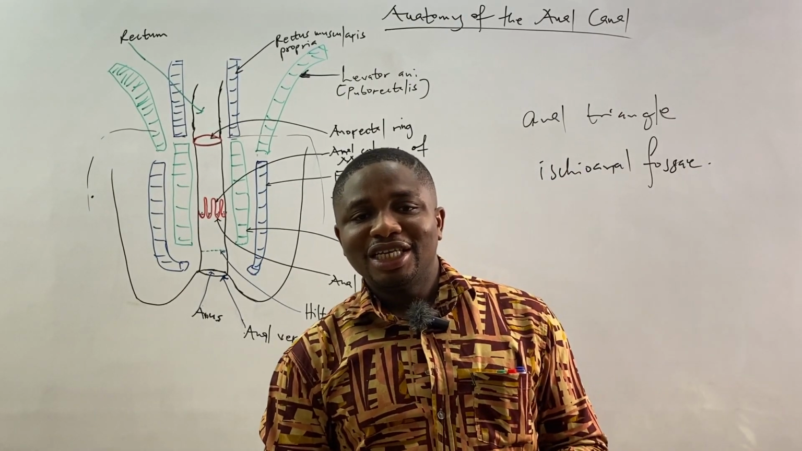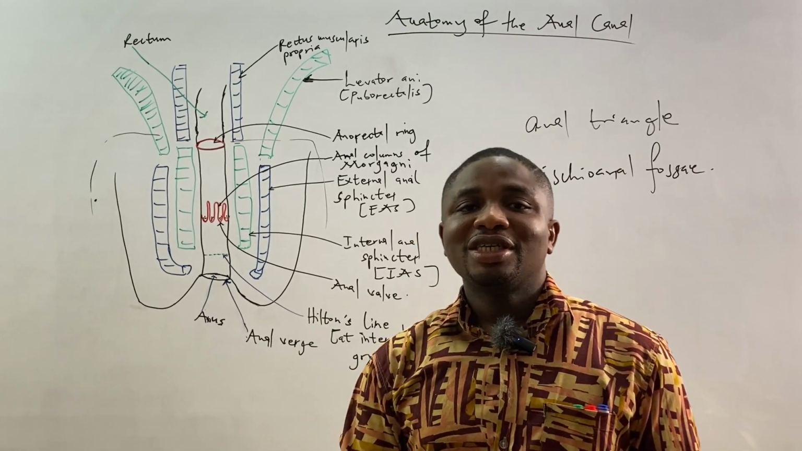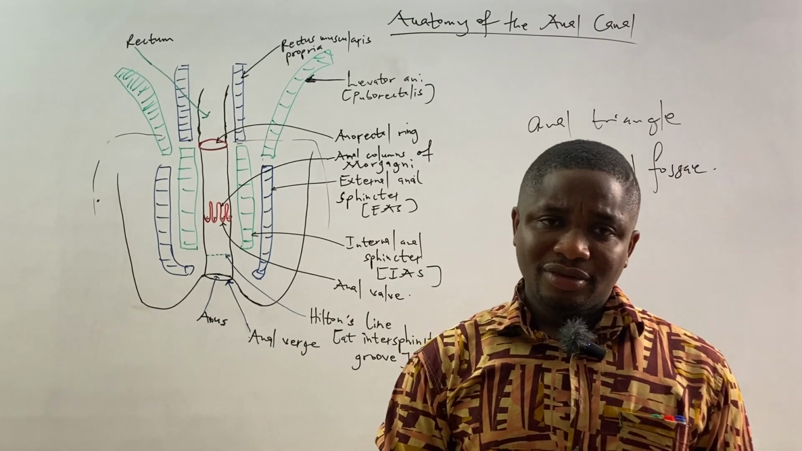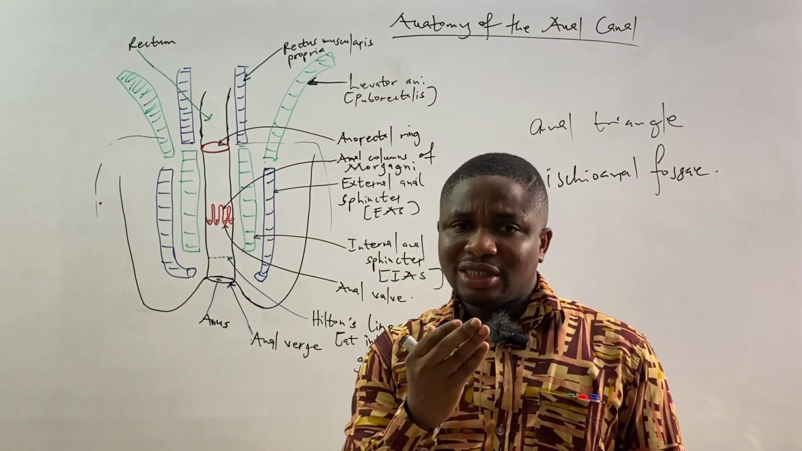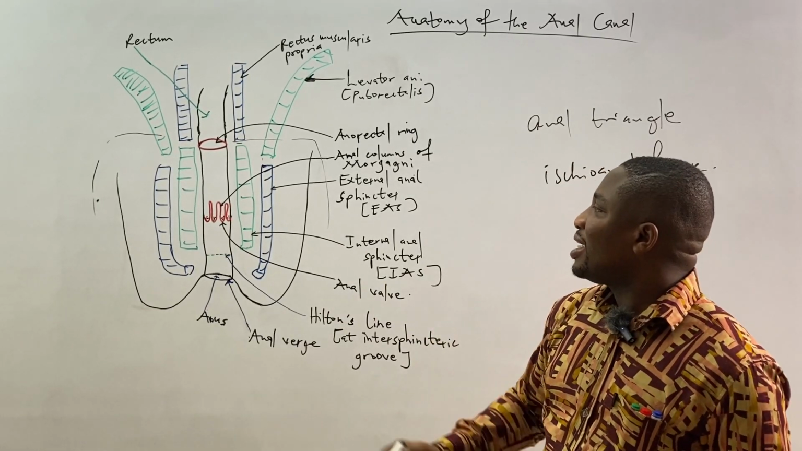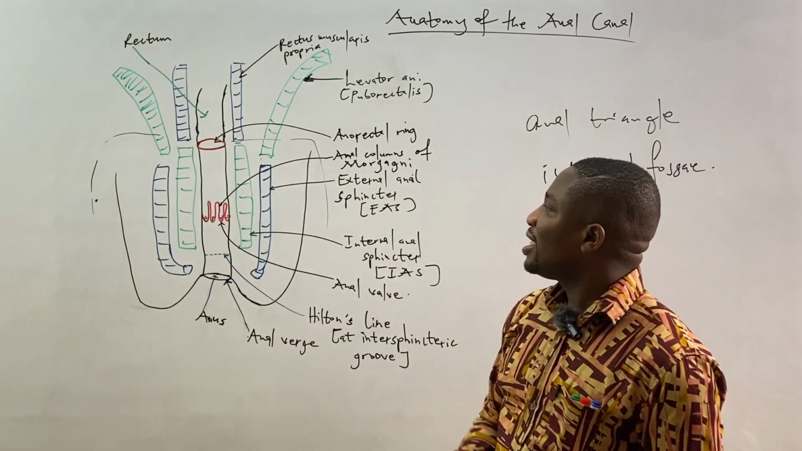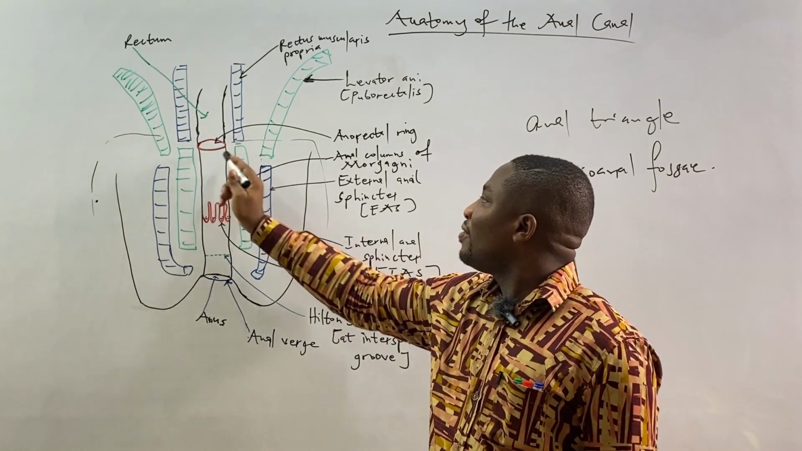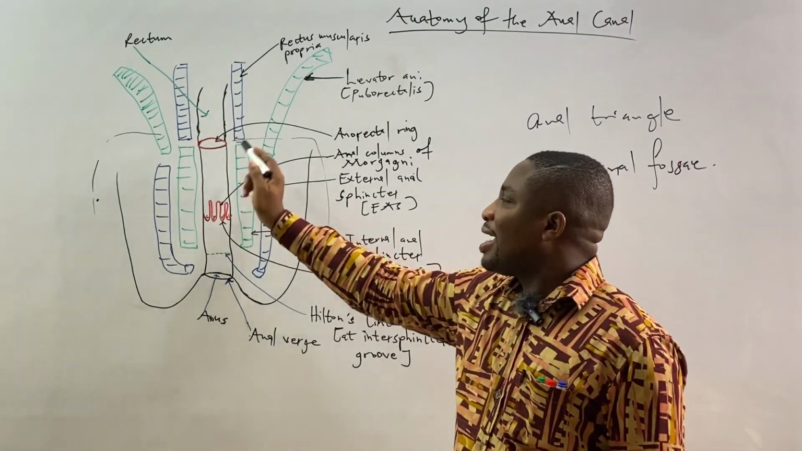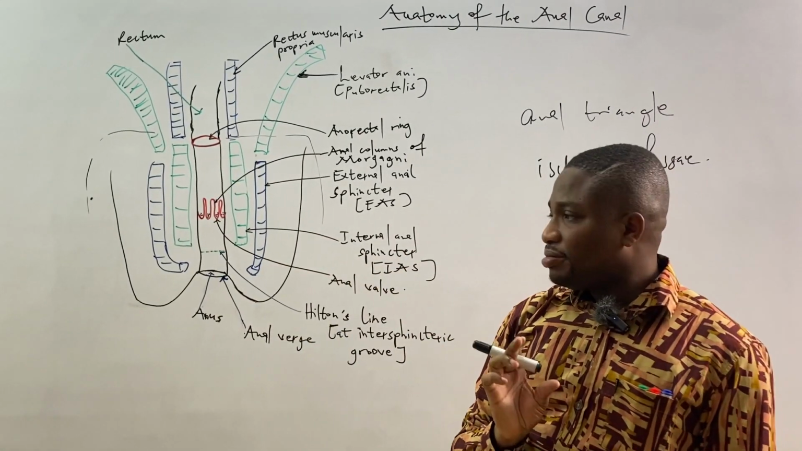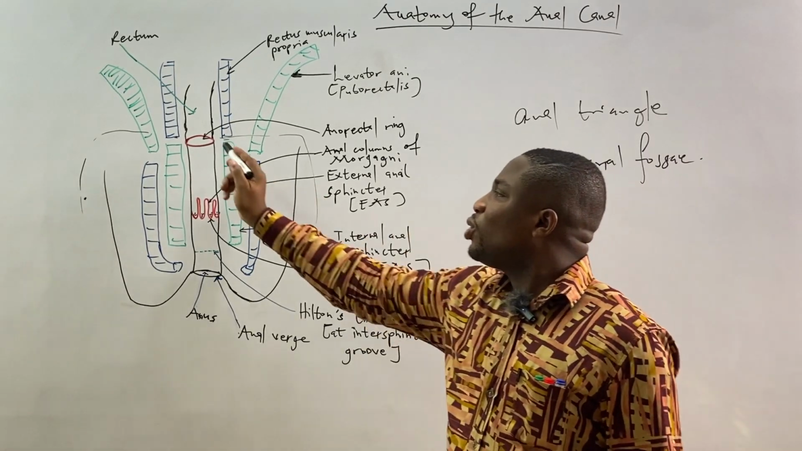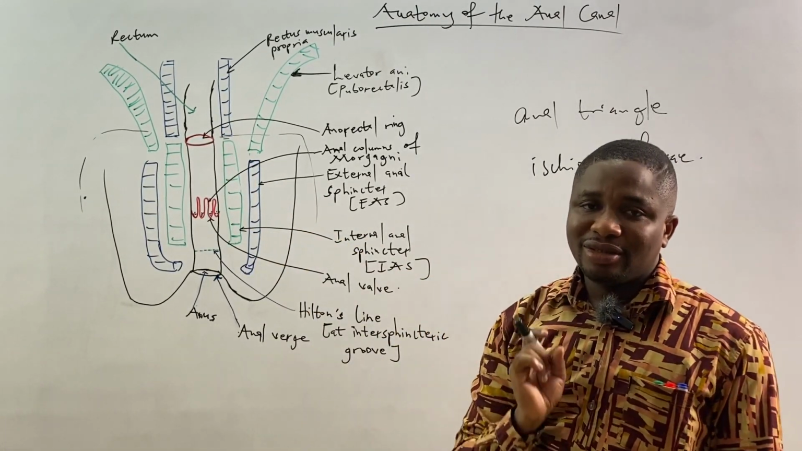Okay, let's move on. Another thing we should take into consideration is the structure of the anal canal. First of all, let's run through the drawing that I made on the board. If you look at this very carefully, you will realize that from the top here you have a ring, and we call it the anorectal ring. Take note that the anorectal ring is a muscular ring.